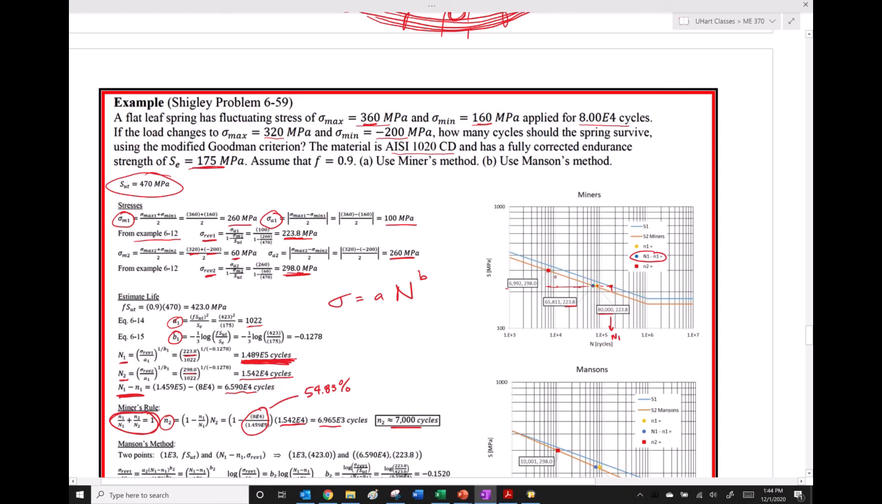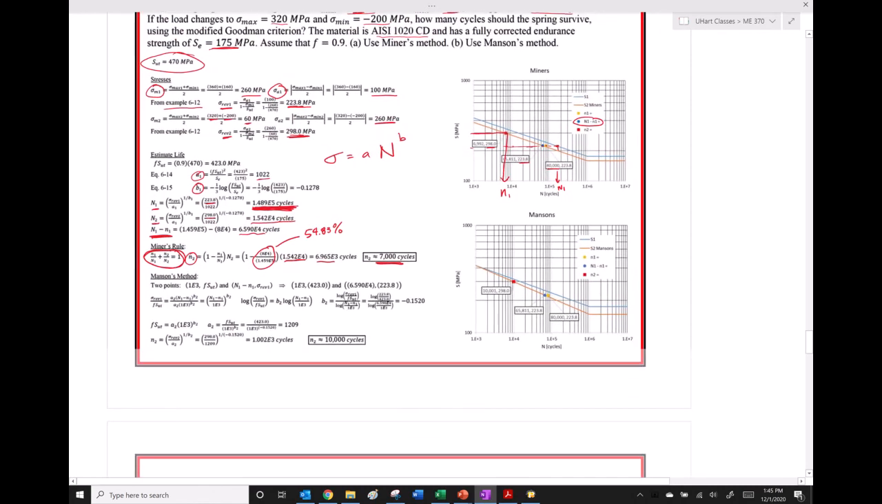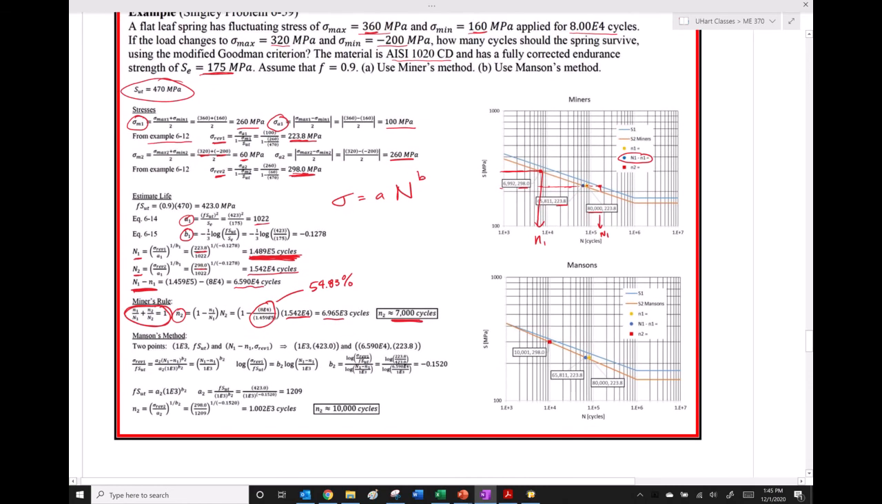But what we find is that this 7,000 actually comes in when we hit that 298 right there. That new stress level comes down, and that right there is going to be where the N1 is. Now compare that to Manson's method, which requires a little bit more effort numerically, because in order to get the new equation for the new line, we need to get both a coefficient and a slope. So we plug in the 2 points that we know. We know that point, and we know that point right there.